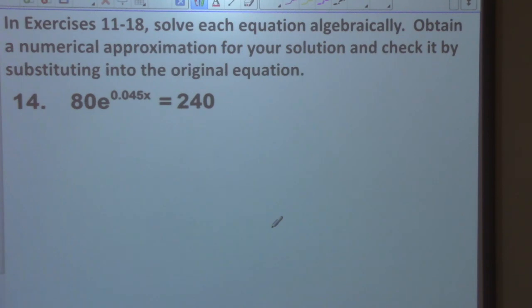Okay, she's just about done here. What did you get as your answer for this, Karina? 24.41. So you get x equals 24.413. So if you divide by 80, you'll get e to the 0.245x equals 3. That actually should be 0.414. Yeah, she said 414.